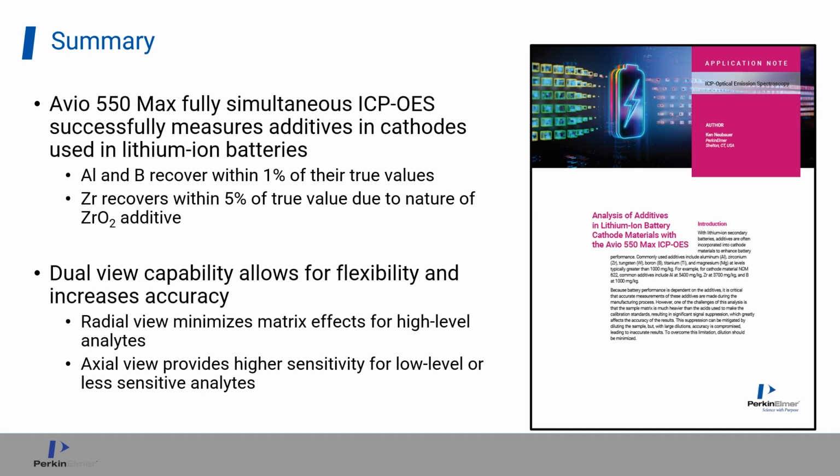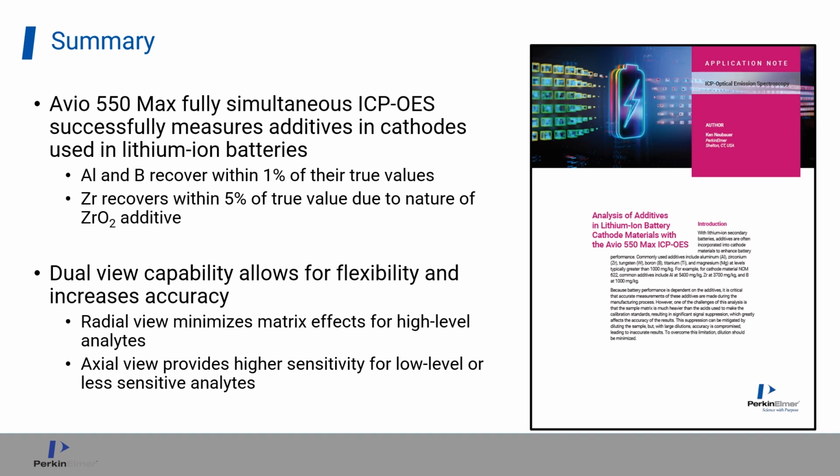To summarize, we've seen that ICP-OES can be used to successfully measure additives in cathodes of lithium-ion batteries. In this example, using NCM 622, aluminum and boron recover within 1% of their true values, while zirconium recovered within 5% of its true value due to the nature of the zirconium dioxide additive.